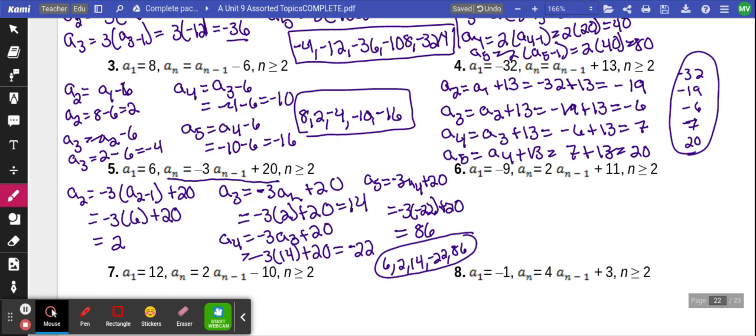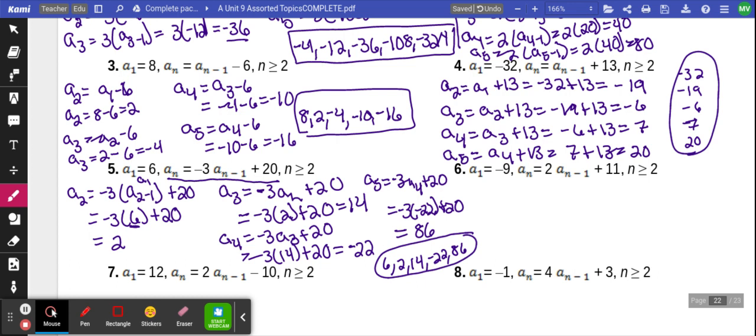So when I do a sub 2, it's still negative 3 times a sub 2 minus 1, which is really just a sub 1. So that's the answer. So that would be negative 3 times 6 plus 20. So that answers 2. So now when I do a sub 3, it's negative 3 times a sub 2 plus 20, which gives me 14.